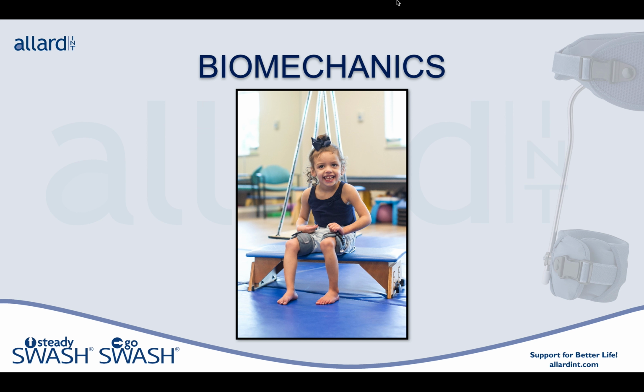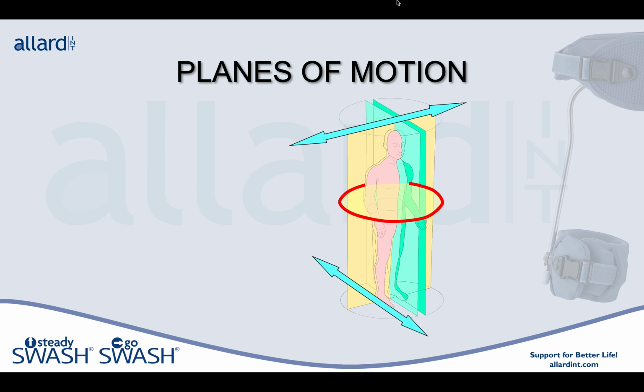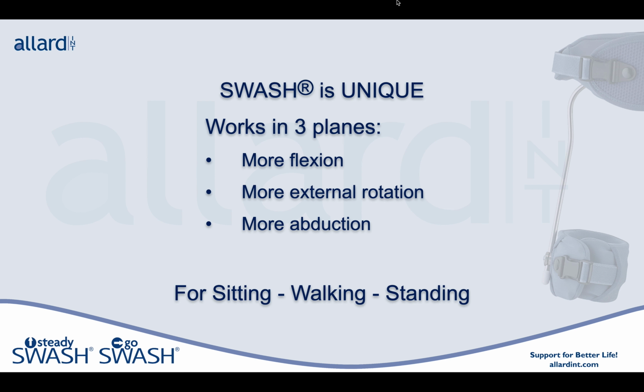Now we're going to talk a little bit about the biomechanics of the SWASH orthosis. The SWASH is designed to work in all three planes of motion: frontal, sagittal, and the transverse plane. The benefits of improved posture and hip alignment cannot be overemphasized. Tone reduction is often seen in conjunction with the SWASH orthosis. It truly is a unique orthosis with a very unique joint assembly. It works on all three planes to allow for more flexion, more external rotation, and more abduction. And again, it is designed for sitting, walking, and standing.